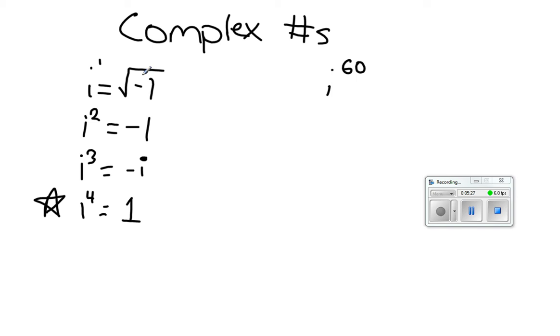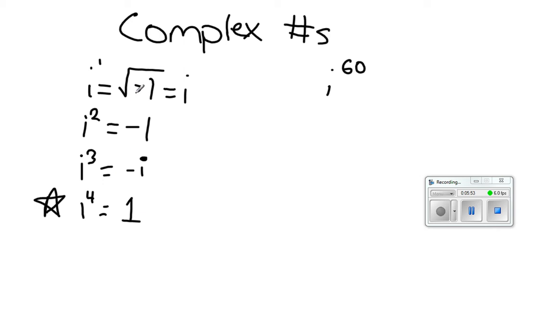So it follows this pattern. It goes i, positive i, -1, -i, positive 1. And it will follow this pattern forever, because once it gets to 4, that's just 1, and 1 times anything is that.